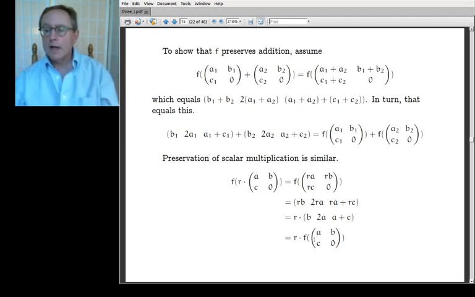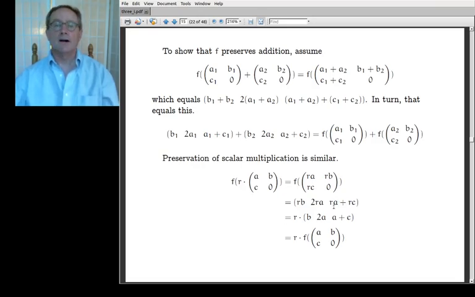So r times f of a member of the domain. So f of a member of the domain is you take the upper right, put it first, upper left, double it, put it second, upper left plus lower left, put it third. So now I have those parts. Can I make them meet? Well, f of RA, RB, RC, 0 is indeed, you take the upper right, put it first, take the upper left, double it, put it second, take the upper left plus upper right, that's right, and put it third. And now those two are equal. Done.